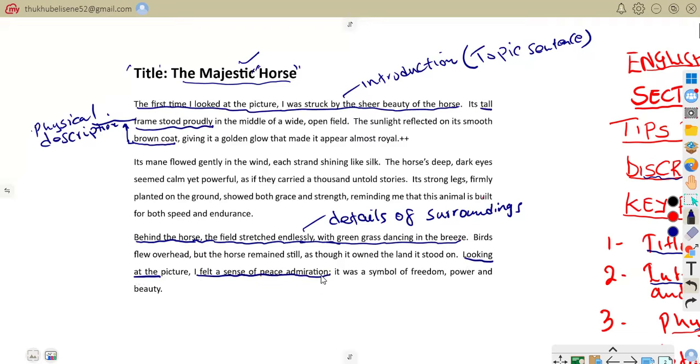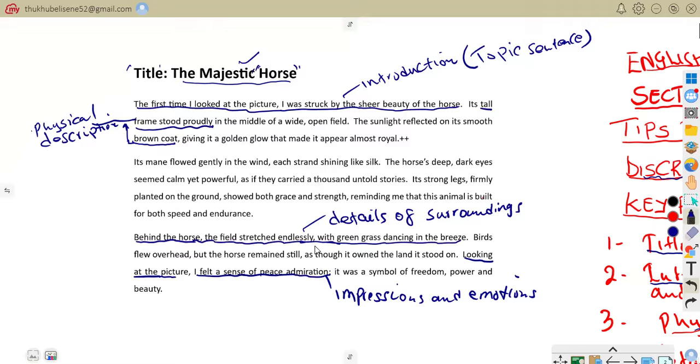So here we're talking about impressions and emotions. How the picture makes you feel. So that's when I say, looking at the picture, I felt a sense of peace, admiration.